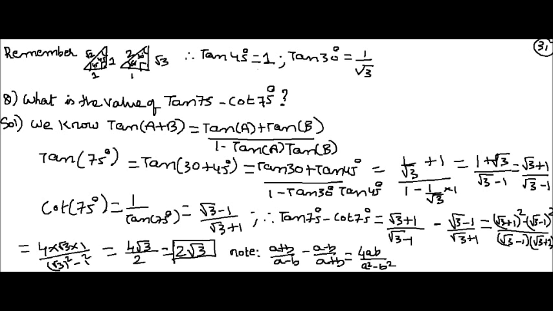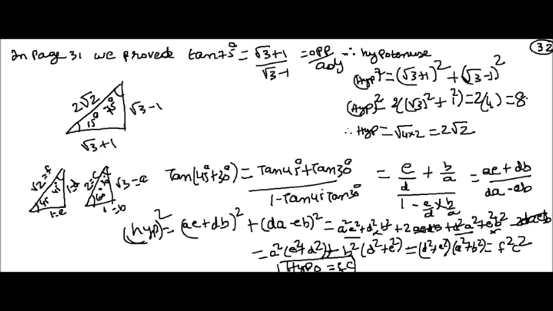Similarly, we know tan 75 is (root 3 plus 1) by (root 3 minus 1), which is opposite side by adjacent side. Again, look into the right angle triangle. Tan 75 degrees has opposite root 3 plus 1, and adjacent side root 3 minus 1. So hypotenuse is nothing but 2 root 3 based on Pythagoras theorem.